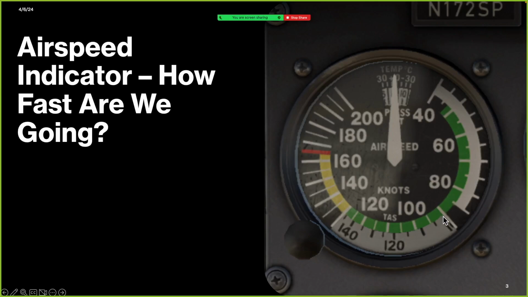What does it mean if you're at the red line? That means the aeroplane is in the danger zone. You should bring the speed down, otherwise your engine is gonna fail. The red line means you should never cross that red line.